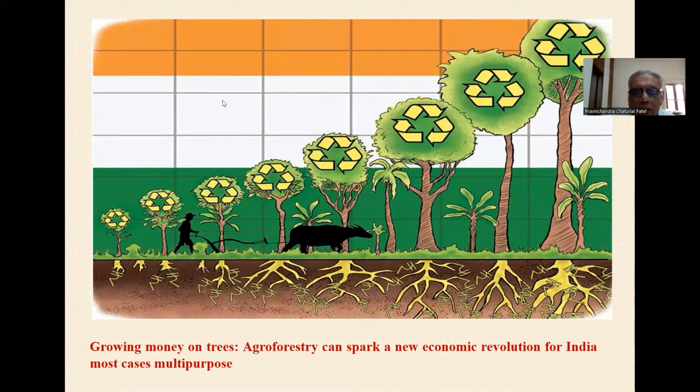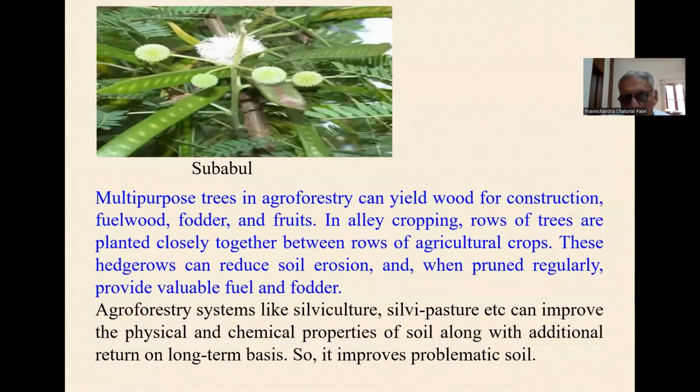So by growing the agroforestry tree, we are growing money on trees. So we are generating money from the tree. So agroforestry can spark a new economic revolution for India. In most cases, multipurpose trees generate money and we can earn more money by growing agroforestry crops, and particularly multipurpose trees.